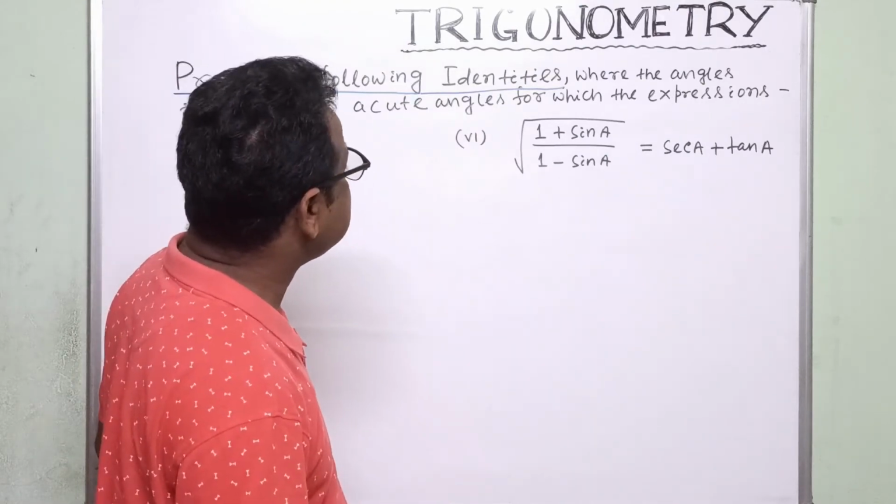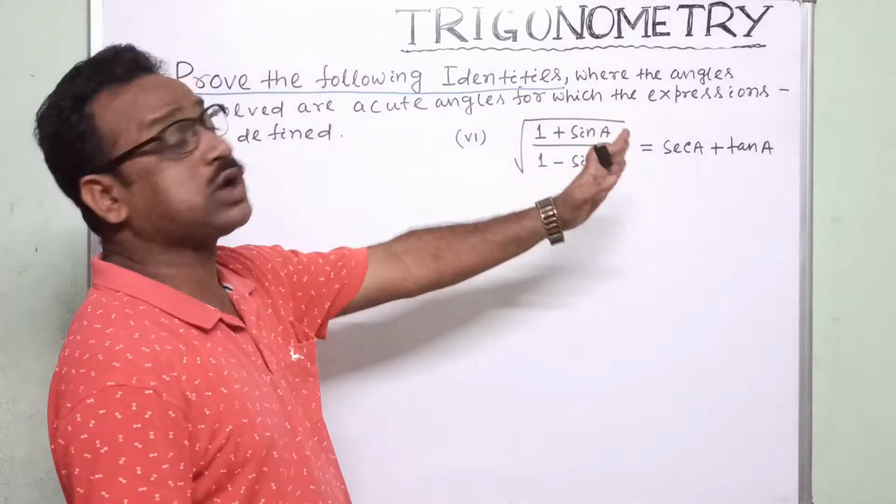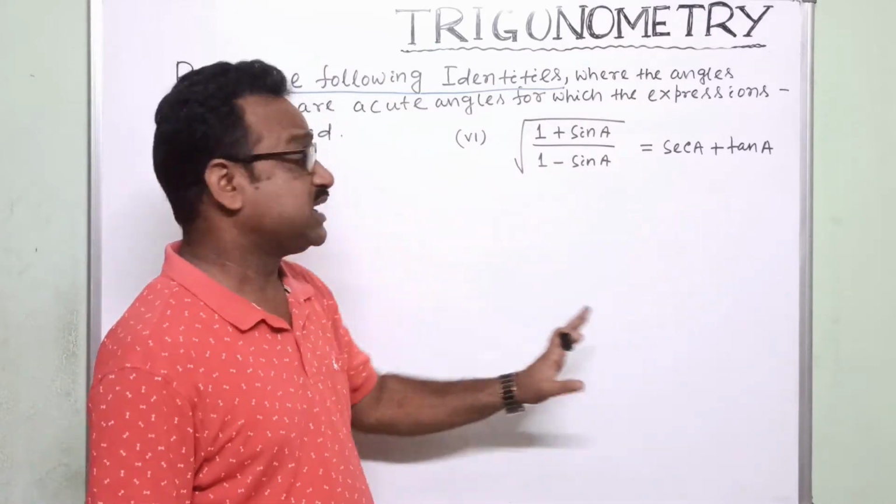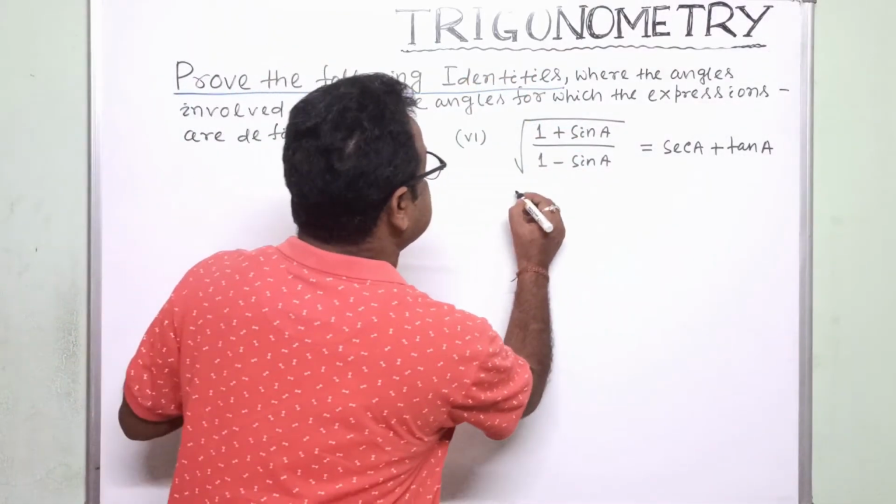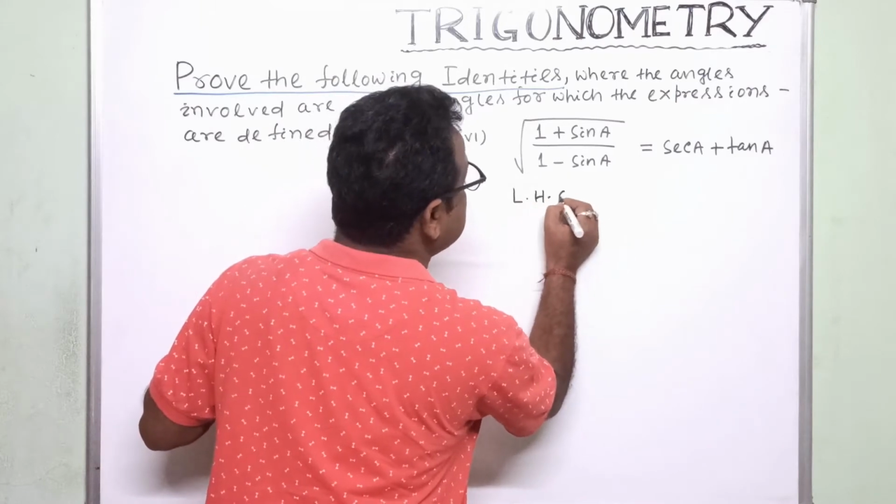Root over (1 plus sin A) by (1 minus sin A) is equal to sec A plus tan A. So here, in this root over case, we will take LHS. Root over is there.